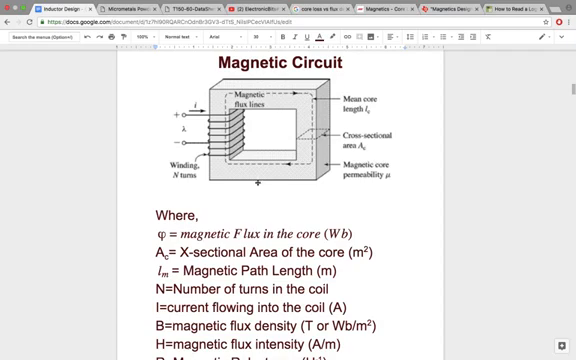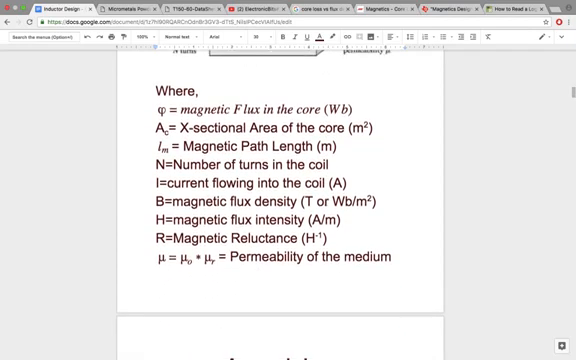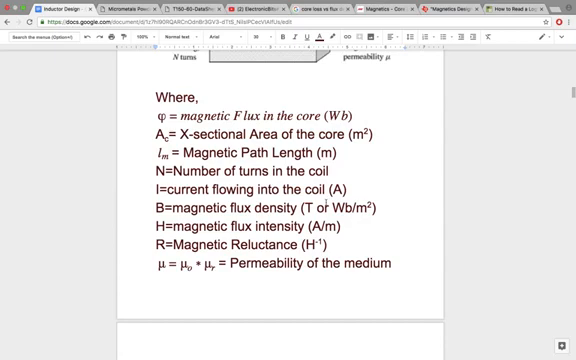Let us consider this core where the cross-sectional area is uniform throughout the core. It has a winding of number of turns N, and this is the path where the flux is built, and this is the length of the magnetic path. This dotted line is nothing but the magnetic path length, that is, the core path length, and the cross-sectional area of the core is AC. So these are the few nomenclature being used for analyzing the design of the inductor.